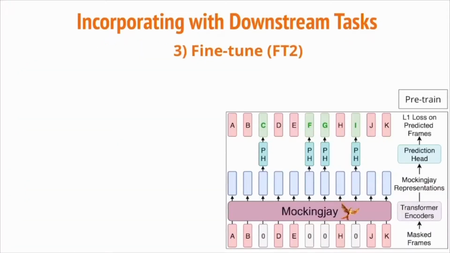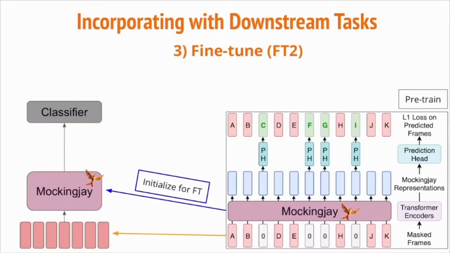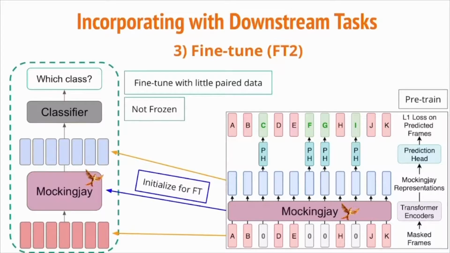The third case, where we fine-tune the Mockingjay model with downstream classifiers. Same as the previous two cases, we have a pre-trained Mockingjay model at the right-hand side. In the fine-tuning case, the downstream model consists of the Mockingjay followed by a classifier, where we initialize the Mockingjay model with the pre-trained weights from the right. The loss is applied on both the classifier and the Mockingjay model.